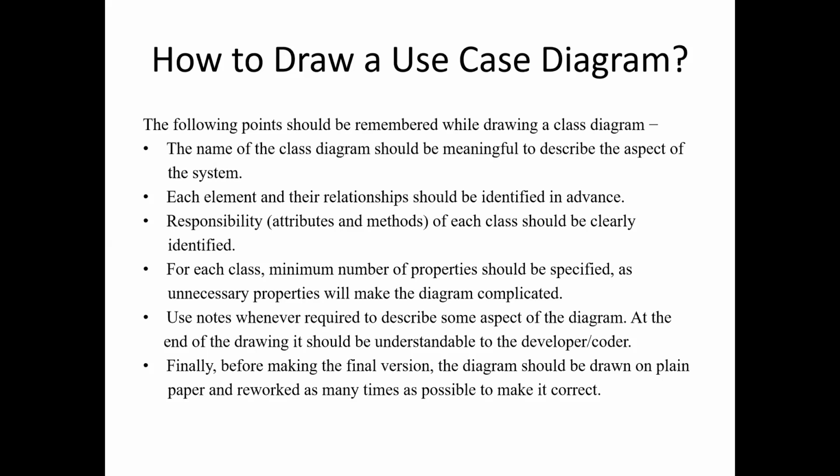The following points should be remembered while drawing the class diagram. The name of the class diagram should be meaningful to describe the aspects of the system. Each element and their relationship should be identified in advance. Responsibility of each class should be clearly identified. For each class, a minimum number of properties should be specified, as unnecessary properties will make the diagram complicated. Use notes whenever required to describe some aspects of the diagram.